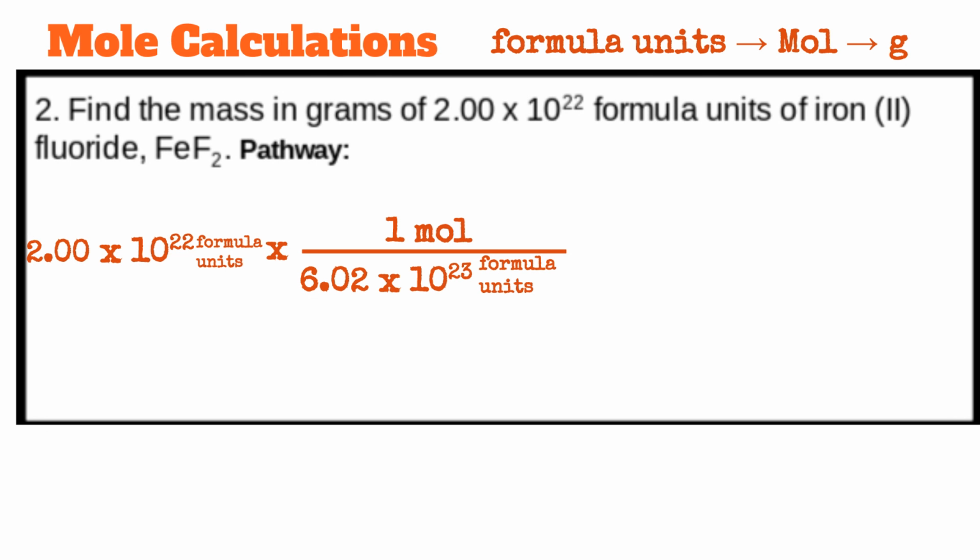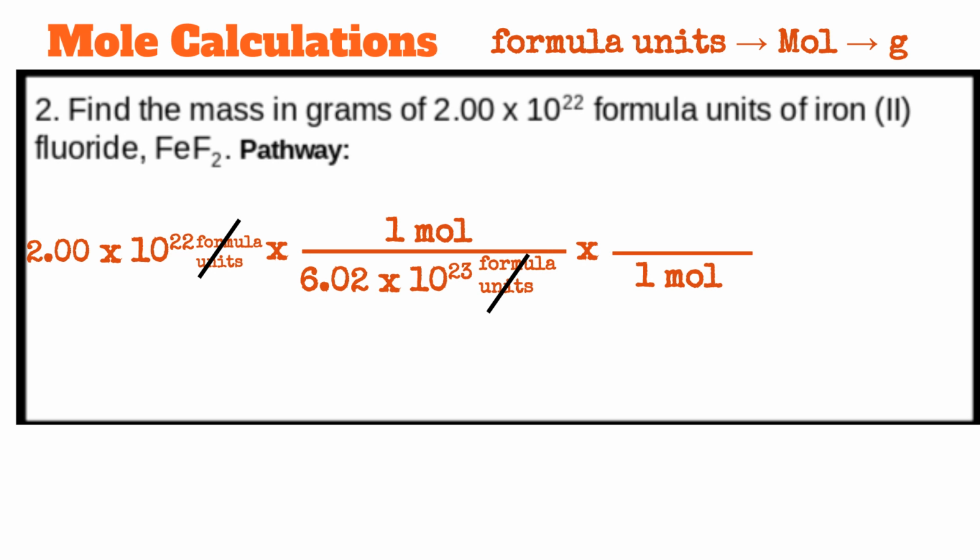Now we have the same unit on opposite sides of our fraction, so we can cancel those units. But we're not done. We've gone from formula units to moles, but we need to take those moles and convert to grams. So we set up another conversion factor, times in a line. We want to get rid of moles this time and change them to grams. So moles should go on bottom. And now we need to put grams on top.